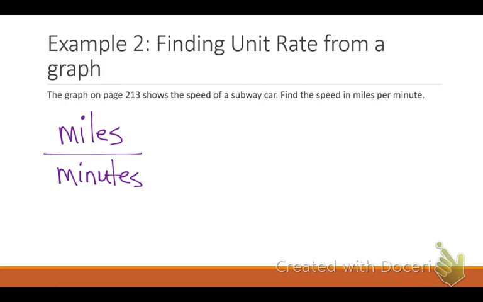So now I need to read my graph. I want to know how many miles per 1 minute. So I need to follow the graph over to where the value on the minutes is a 1. And now look up and trace up to see where that point is and what value in distance that matches up with. So look over on 1 minute, that's your horizontal axis. Now follow it up. How many miles is it in 1 minute?